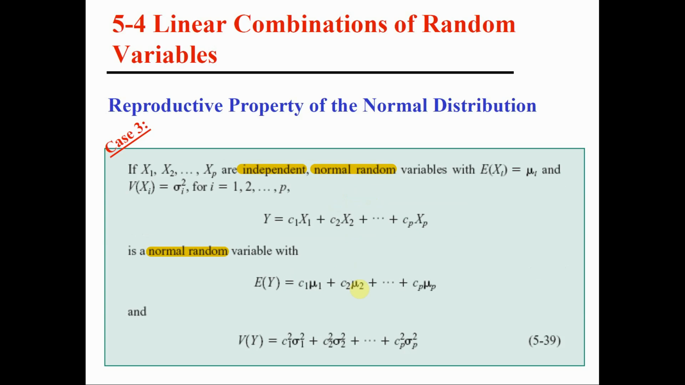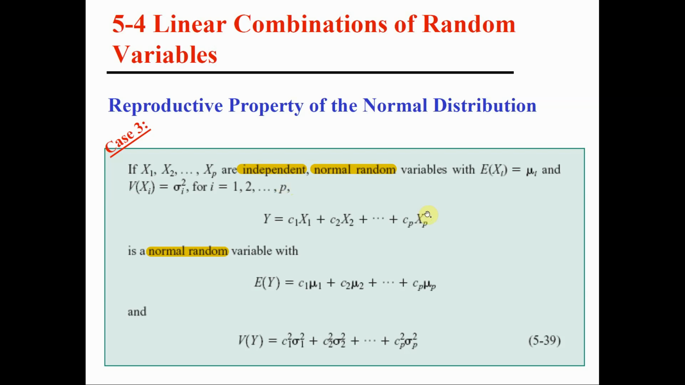This case is very similar to case 1. It's very similar, but we just add something small. So what do we say here? x1, x2 until xp are random variables, but they're not just random variables, they are normal random variables. So each one of them has a normal distribution. This is one of the additions here. x1, x2 until xp are random variables that have a normal distribution, and they are also independent. So this is the special case that we have.